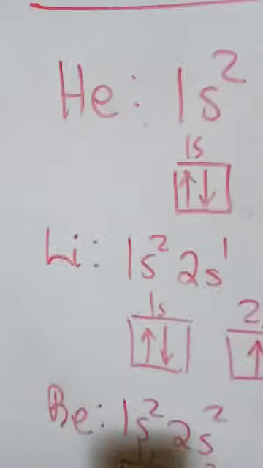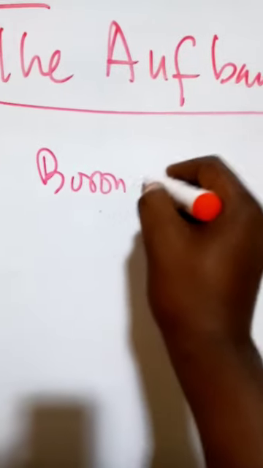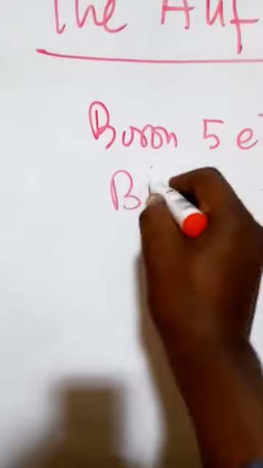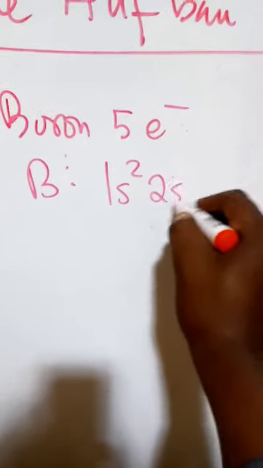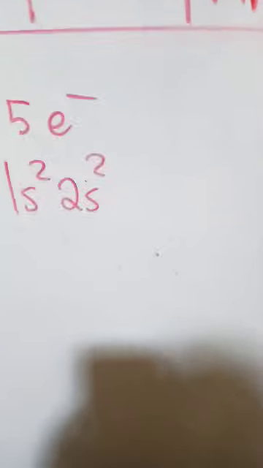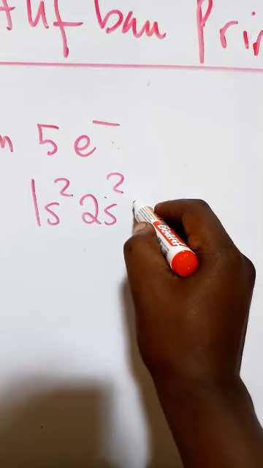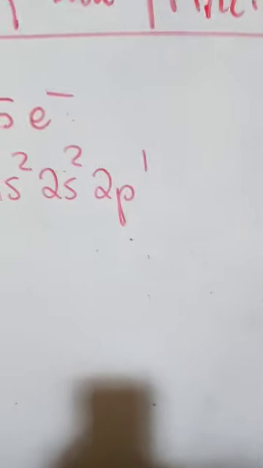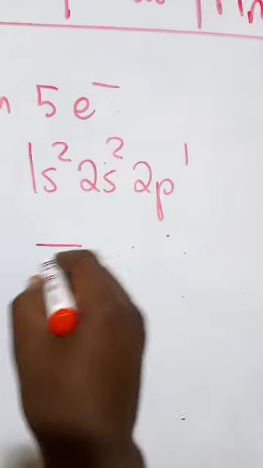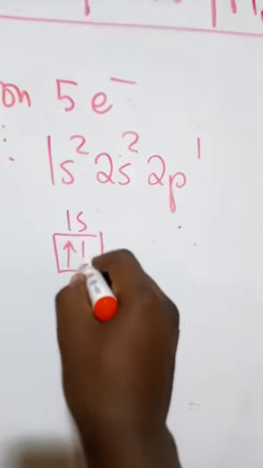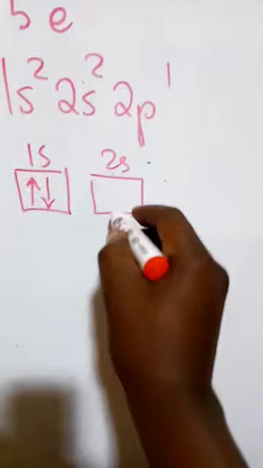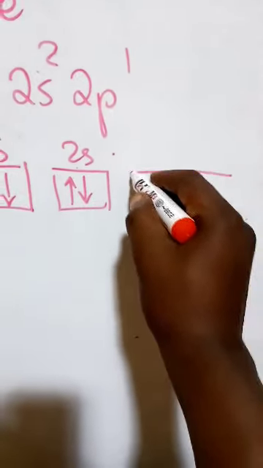Then the next element is boron, which has 5 electrons. The electron configuration for boron will be 1s2, then 2s2. Since the 2s is filled up, the electron now will have to occupy the 2p orbital. So in terms of the orbital diagram, we have the 1s filled up, then 2s filled up, then we have 2p.